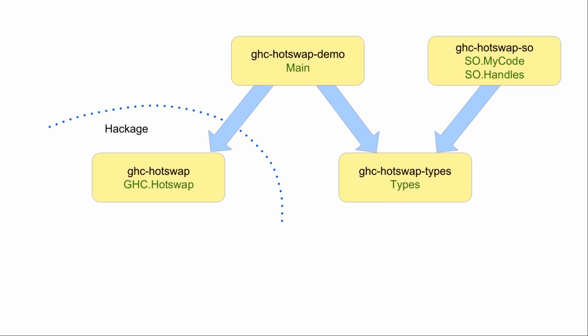And then we've got a main module for our program. It's going to be the demo. I'll show you that shortly. And in the GHC hot swap SO, for shared object, package, there's a couple of modules. So one is my code. That's the code that you're going to modify, the code that you're trying to export and link dynamically. And there's a bit of boilerplate that we call so.handles. That's the bit that exports the API across the boundary back to the server. Okay, so my code is the bit that we're going to change.